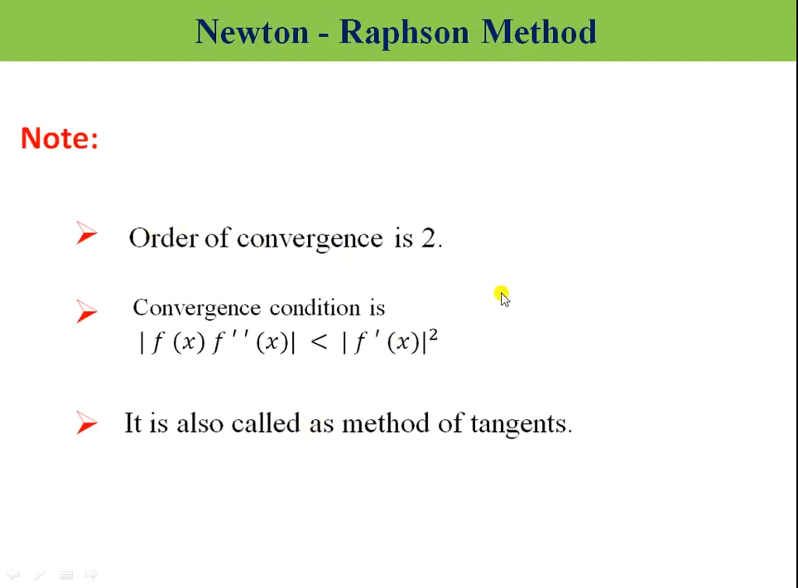This note is very important. The order of convergence of the Newton-Raphson method is 2. The condition for convergence of this method is modulus of f of x into f double dash of x is less than modulus of f dash of x the whole square. And another name for the Newton-Raphson method is the method of tangents.